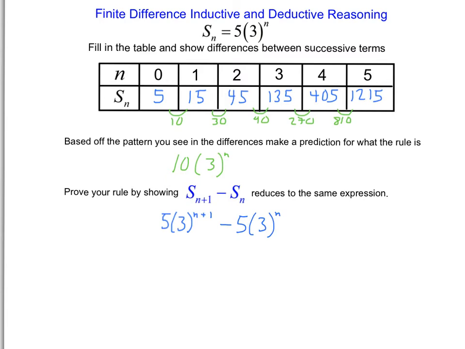Okay. Now what do these have in common? Well, they both have 5s in them, so I can factor out a 5. Alright, so now I got just the inside part, 3 to the n plus 1 minus 3 to the n, and this can actually be, I can factor out a 3 to the n. Now, if you're not comfortable with this, let me just slow it down a little bit. So 3 to the n plus 1, that's the same as 3 times 3 to the n, and now both of these have 3 to the n in them, so I'll factor that out too.